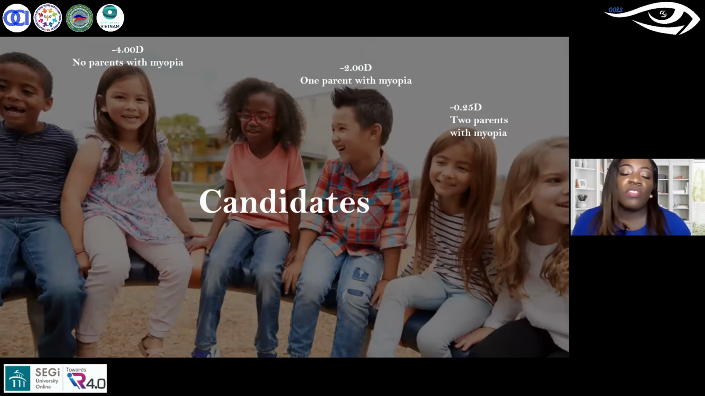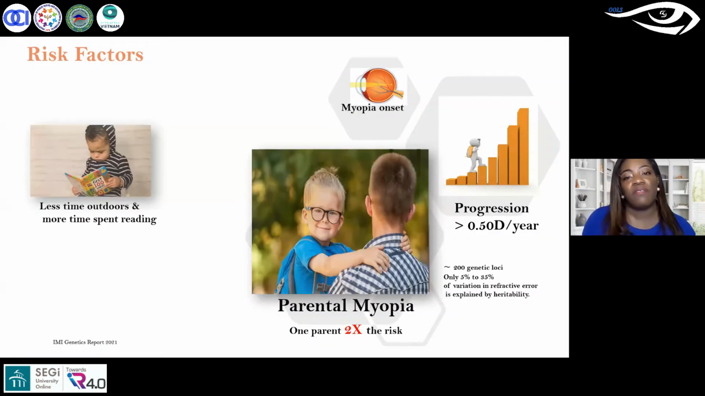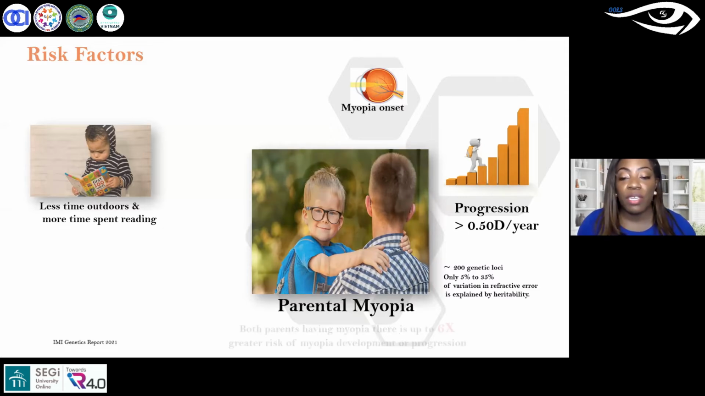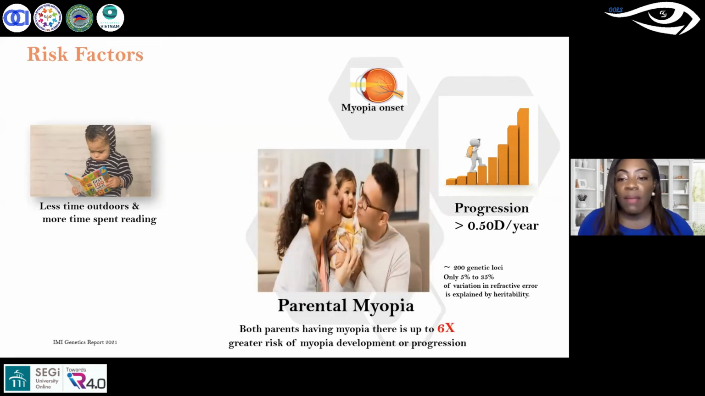And I think for the most part, the way that many of us were looking at it, not too long ago, is we kind of looked at all the risk factors and said, okay, this patient has these risk factors, and as such, I'm going to initiate myopia management. And when we think about parental myopia, we all know that that is a key risk factor, and as such, with one parent, there's 2 times greater risk. And with both parents having myopia, there's up to 6 times greater risk.